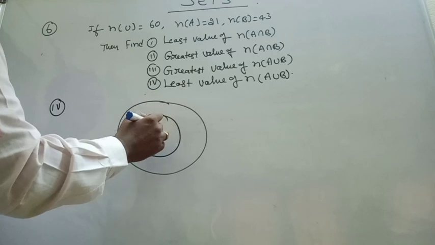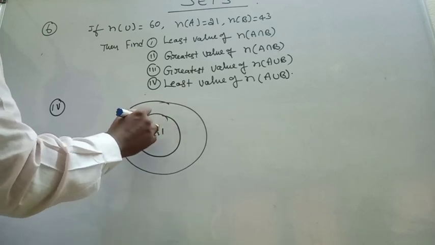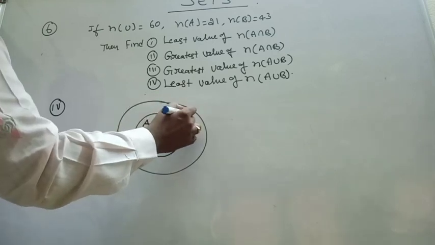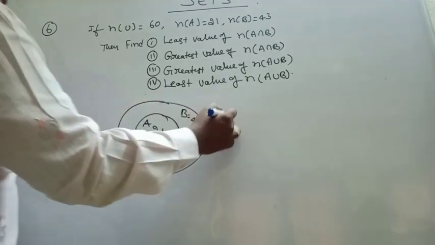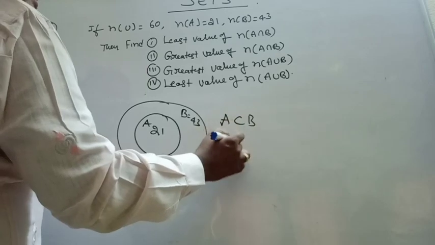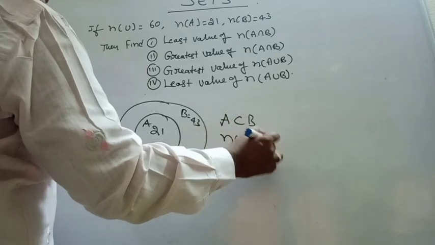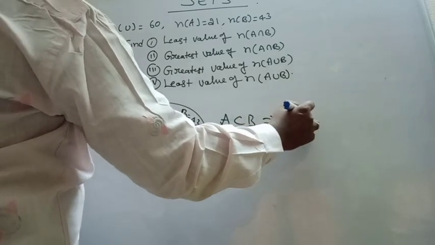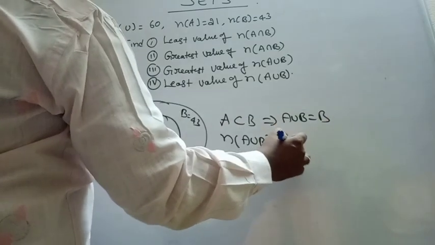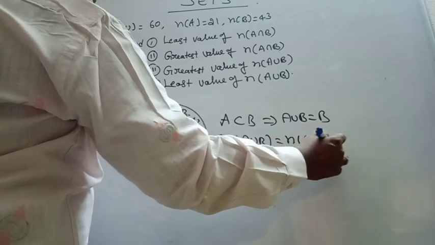See, A is having 21 elements, this is set A. Okay, B is having how many elements? So 43. When one set is a subset of another set, suppose here A is a subset of B, then n of A union B is equal to, right? When A is a subset of B, you know that A union B is nothing but B only. That is equal to n of B, that is nothing but 43.